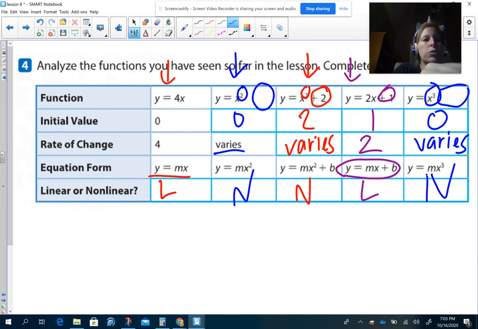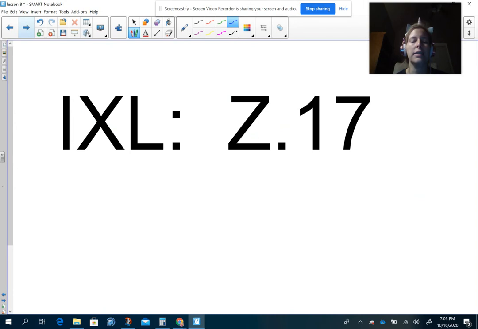Okay, so what I want y'all doing, guys, is IXL Z17. It's very easy, just being able to recognize the graph and equations, at least, if it's linear or nonlinear, and getting some practice in, okay?